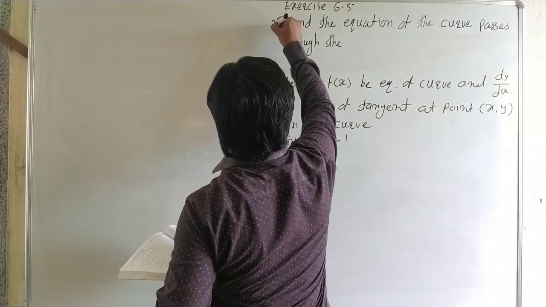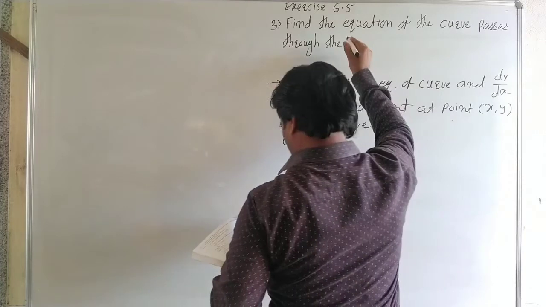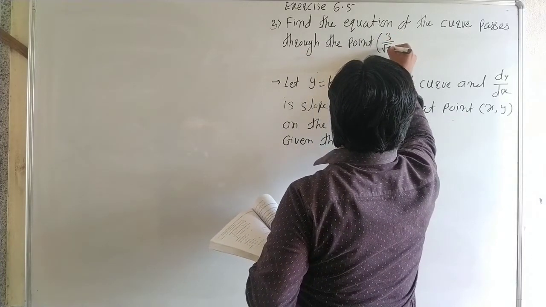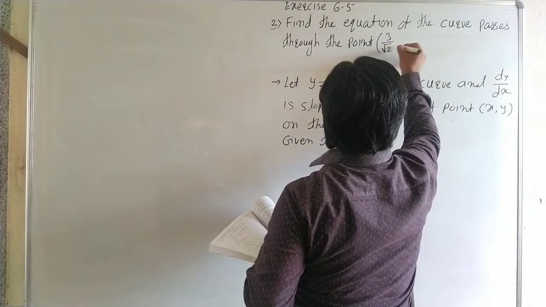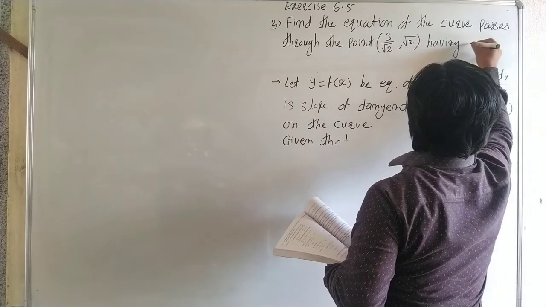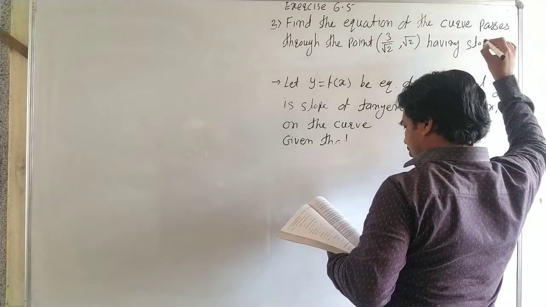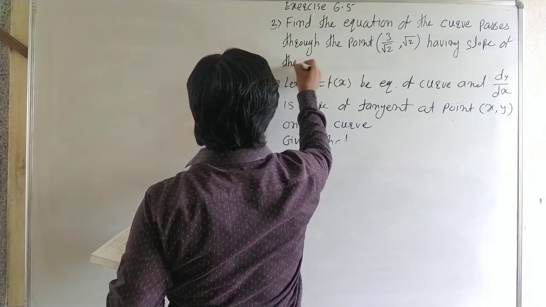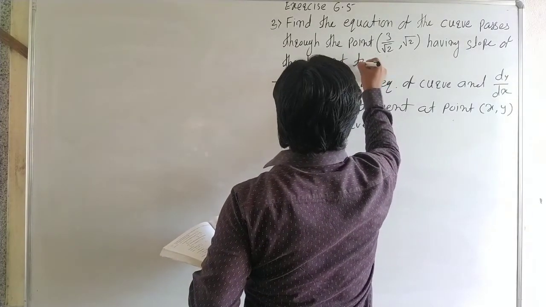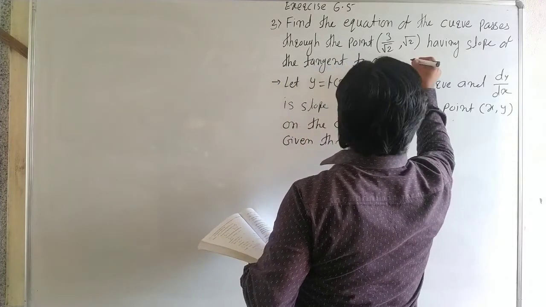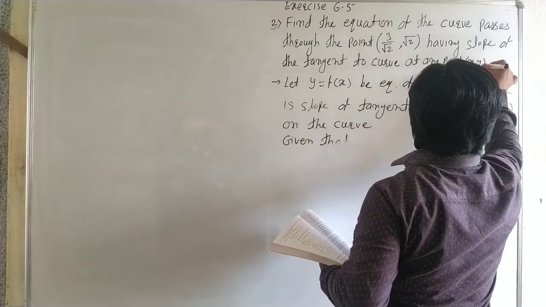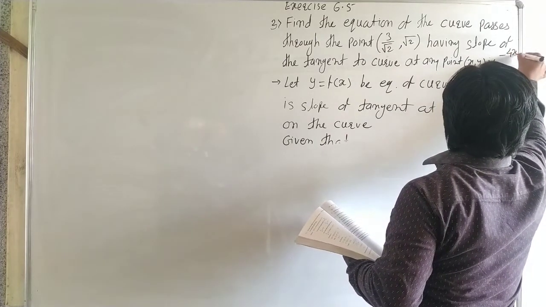The third example: find the equation of curve passes through the point (3, under root 2), having slope of the tangent to the curve at any point x, y is minus 4x upon 9y.